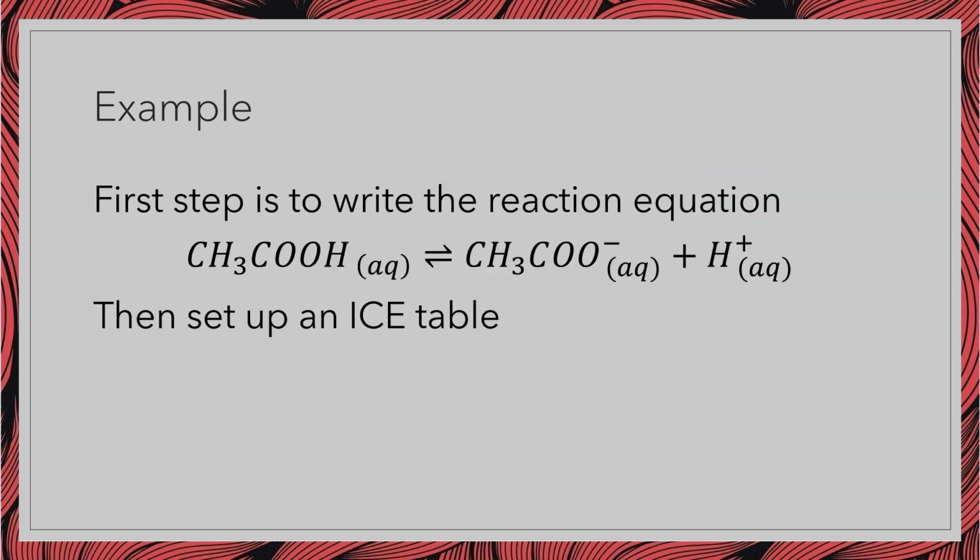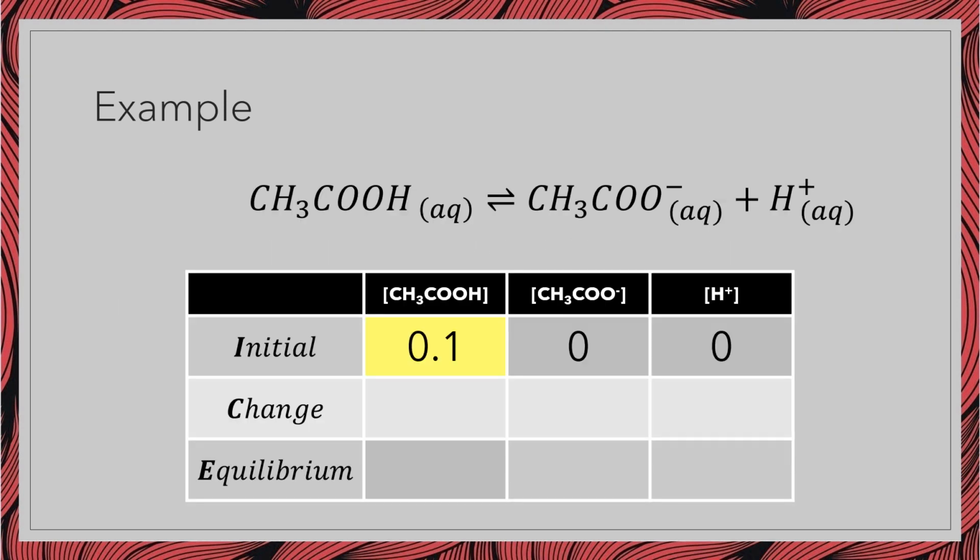Okay, so first step, write a reaction equation. Acetic acid is in equilibrium with acetate and H+. Then we can set up an ICE table. We start off with 0.1 moles per liter of acetic acid, and 0 moles per liter of acetate and 0 moles per liter of hydrogen ions.